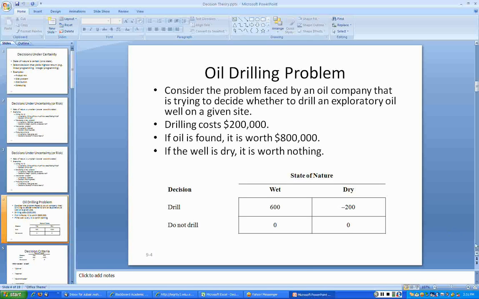Now the state of nature could be wet or dry, meaning that you are going to strike the oil or the oil is not there. If you drill a hole and you strike the oil, then it is $800,000 minus $200,000 for the drilling. $600,000 is your net profit. If you drill and there is no oil, then you lose $200,000. That is your drilling cost. If you do not drill, there is no loss, there is no gain. So this is the most simplistic situation. What is the best thing to do?